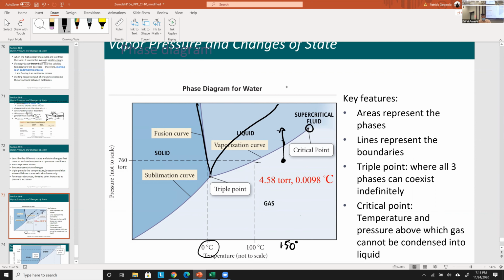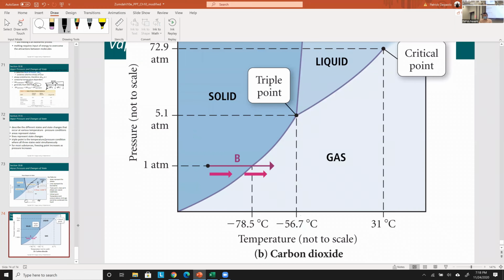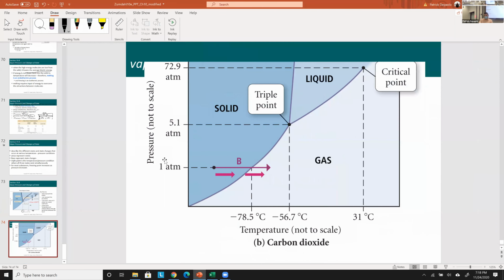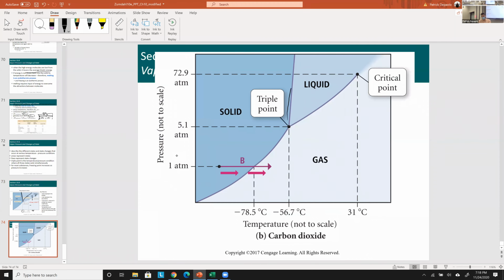So keep that in mind. For water, it's different like that. It's different. So what is this for? Here's another perfect example. For carbon dioxide, as you compare it to water, the fusion curve goes like that. For carbon dioxide, it's more like that. It's kind of straight up, but most substances are kind of this way.